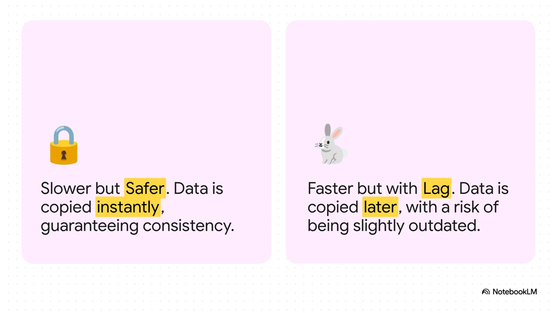It's way safer, for sure, and guarantees consistency, but it's also slower. The alternative is asynchronous. Here, the primary says got it right away and then copies the data in the background. It feels much faster for the user, but you run the risk of a tiny delay or replication lag.